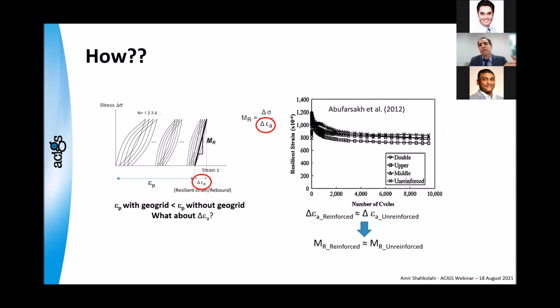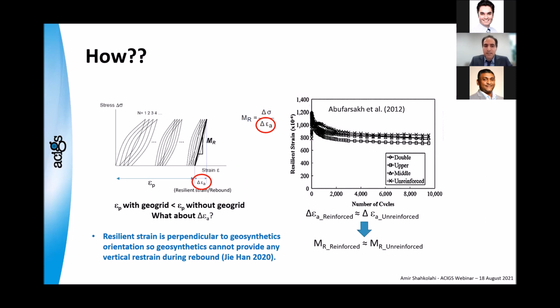So it means that the track cell test is not a good test to see the effect of geogrid on resilient modulus. We should use other tests. And the main reason is that resilient strain is perpendicular to the geosynthetic orientation. So geosynthetic cannot provide any vertical restraint during rebound. That's the main reason that we cannot use track cell test to study the effect of geogrid on resilient modulus.